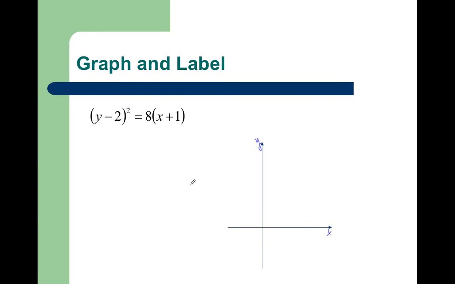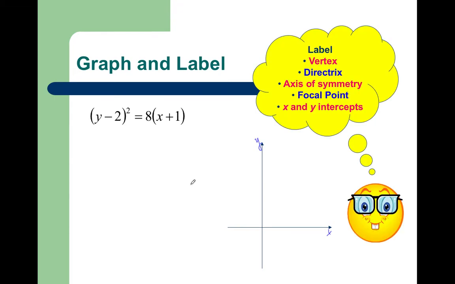Because the y is squared, this is not going to be an uppy-downy. This is not going to be a function. Now for parabolas, you are responsible for labeling the vertex, which is in red, the axis of symmetry, which we called the line of symmetry, the LOS, and the x and y intercepts. That's all old news. In blue are your new ones, the directrix and the focal point.